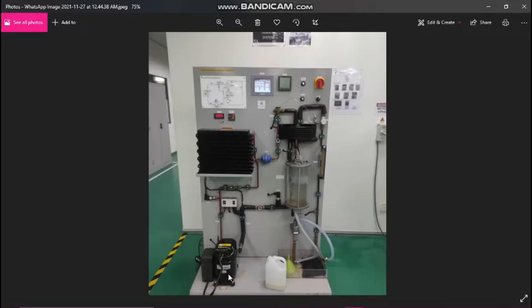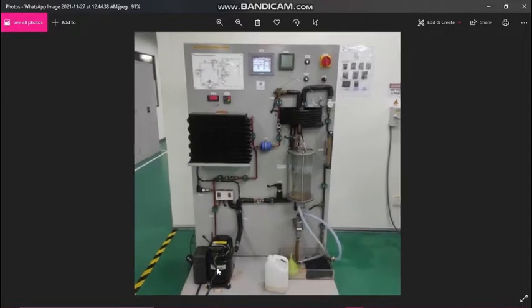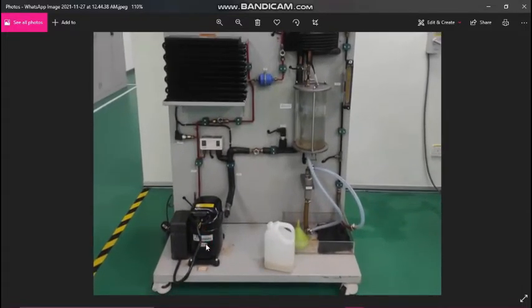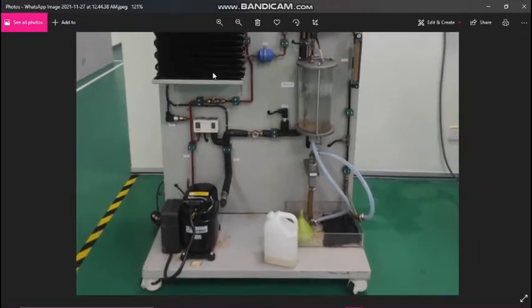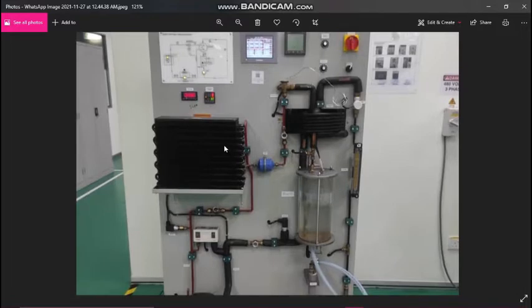What happens when the machine is operated is, first, when the machine is on, the compressor will start doing its work. The compressor will compress, then the condenser will blow out the heat. We can sense the hotter wind that blows from the condenser.